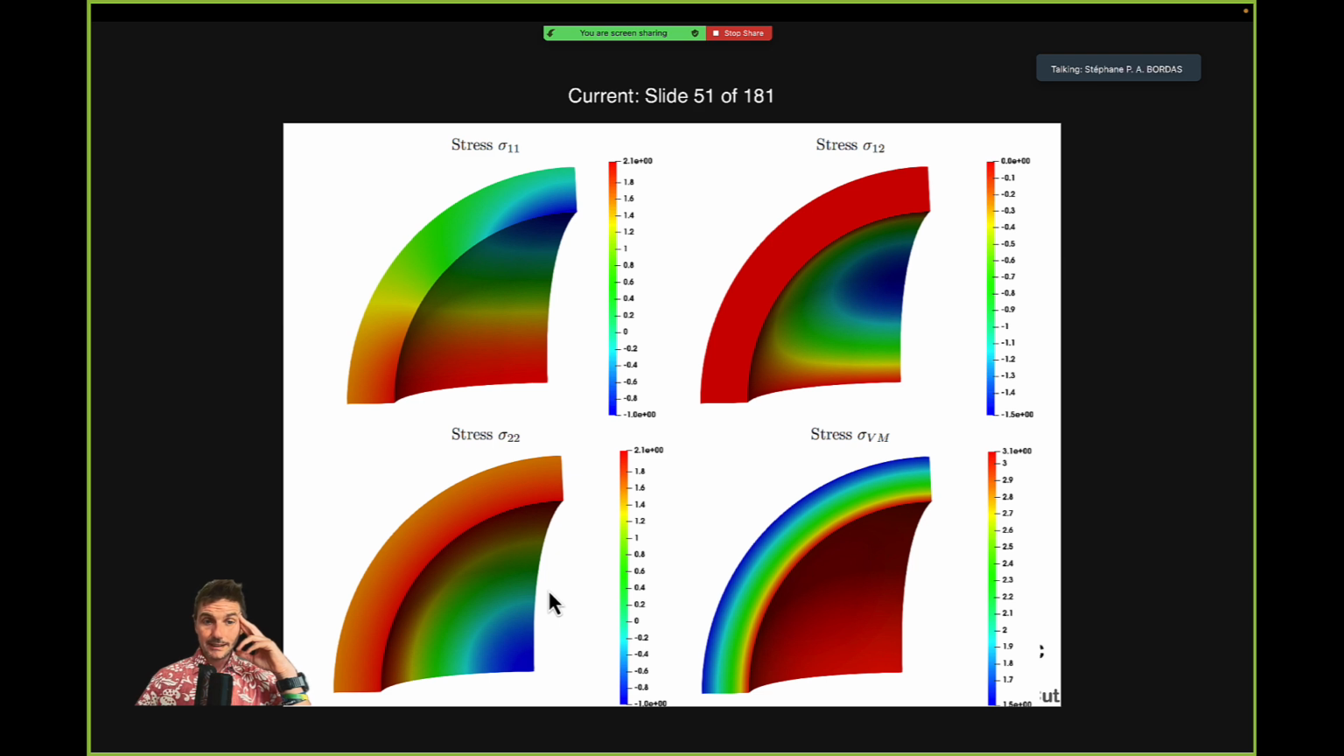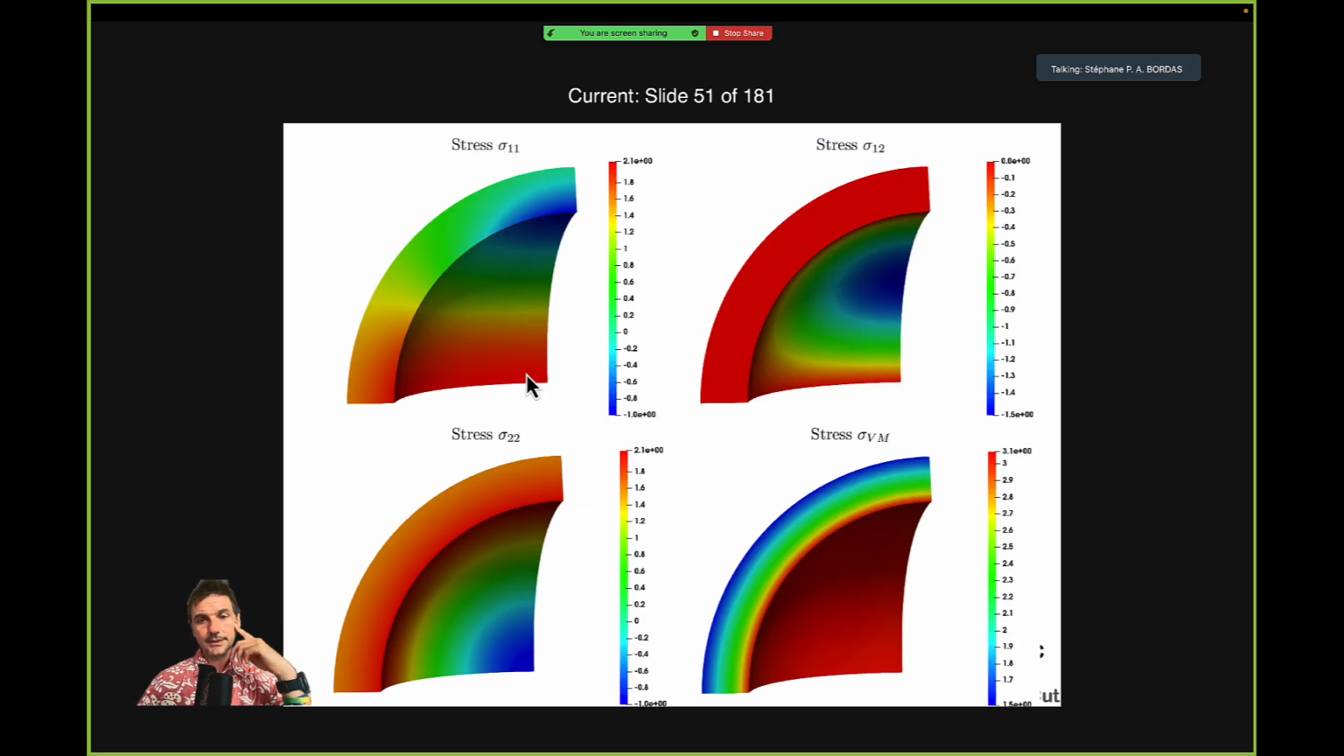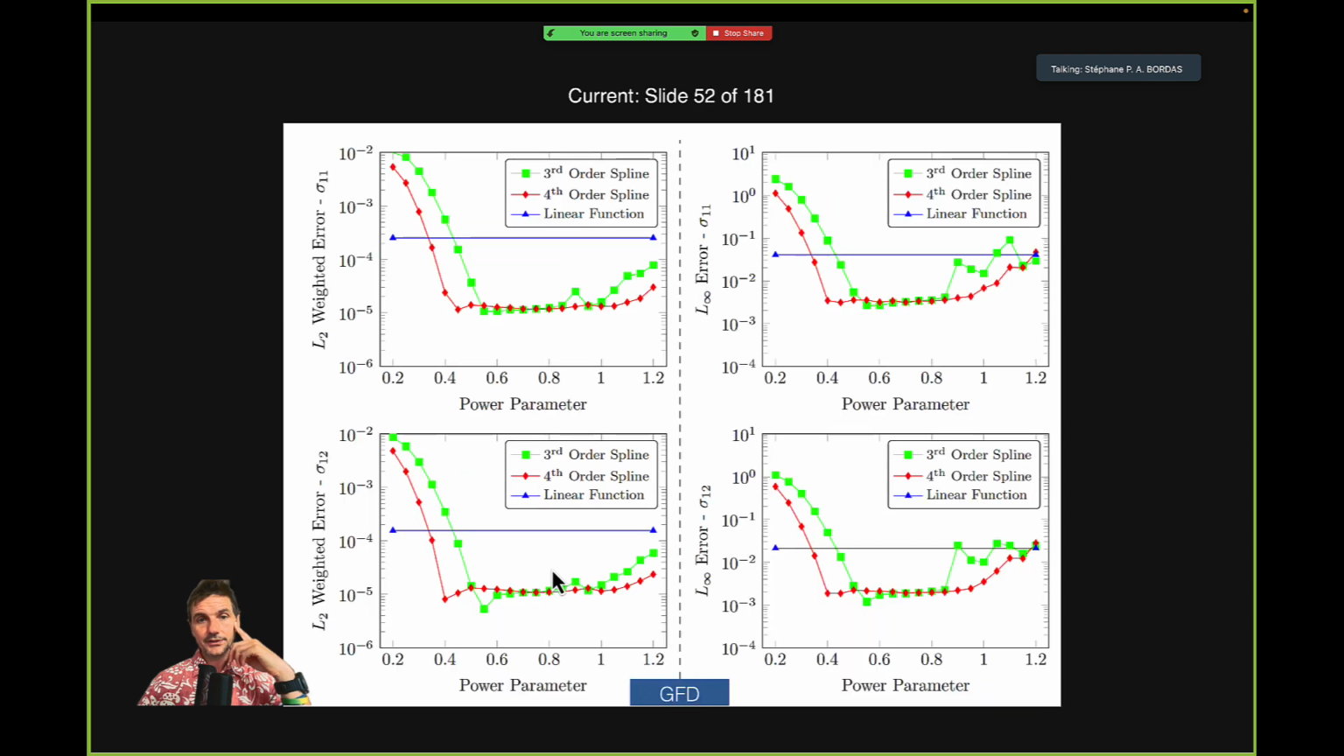So the first thing we remark by solving the problem, so here we're solving a very simple linear elastic problem with internal pressure in a sphere. Well, you know what I mean. So basically we're doing that, and we're computing the stresses, and we're doing that on a code which is parallel, and that's also available if you're interested.